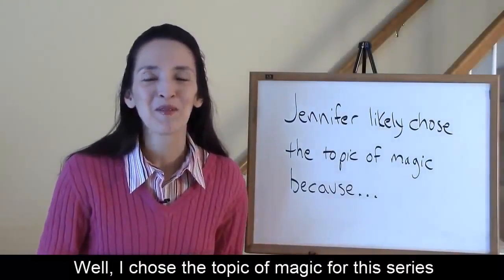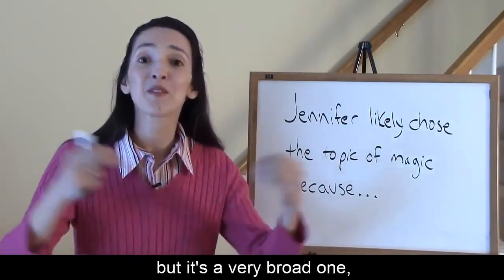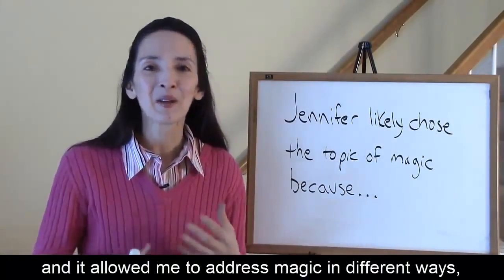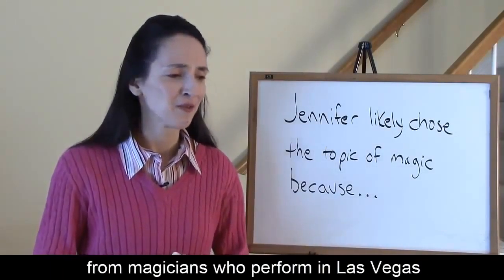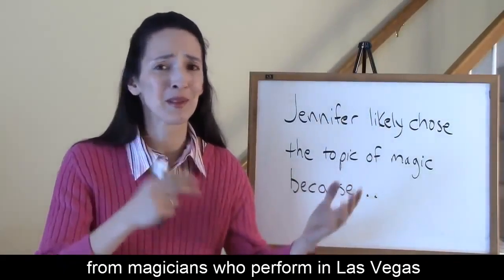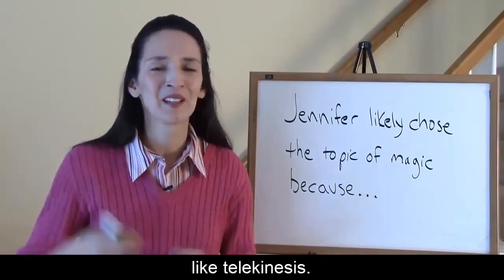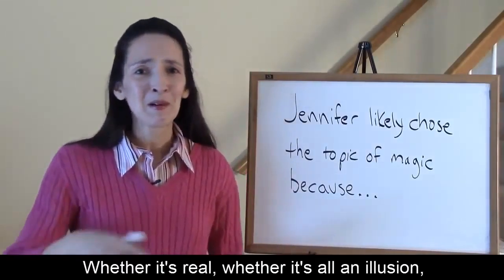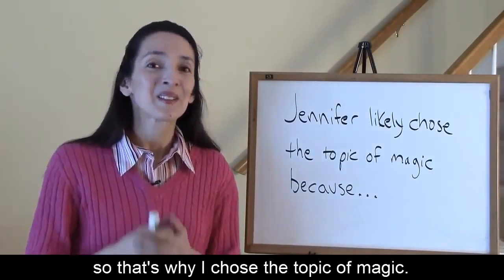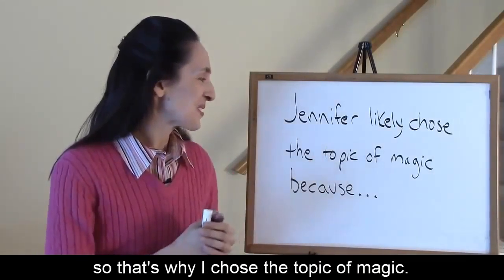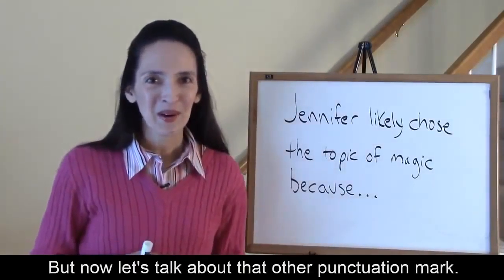Well, I chose the topic of magic for this series because it is an interesting topic, but it's a very broad one, and it allowed me to address magic in different ways, different kinds of magic, from magicians who perform in Las Vegas to movies about special abilities like telekinesis. Whether it's real, whether it's all an illusion, it's still interesting and entertaining. So that's why I chose the topic of magic. But now, let's talk about that other punctuation mark.